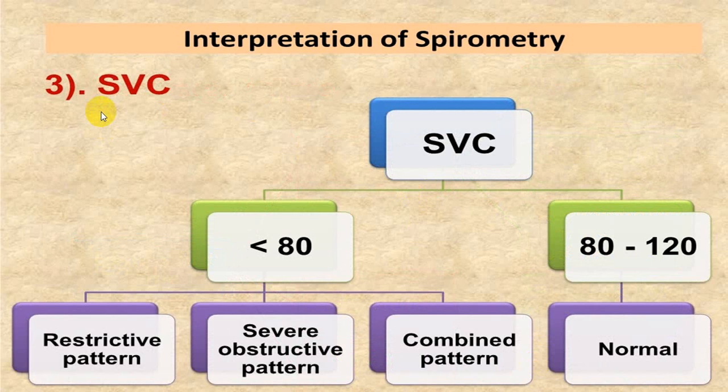Now there is something called a slow vital capacity. This is by and large not routinely done, but if it is done and if it is less than 80, then it is in favor of a restrictive pattern or severe obstructive pattern or combination. So restrictive, obstructive or combined, and if it is between 80 to 120, it is normal.